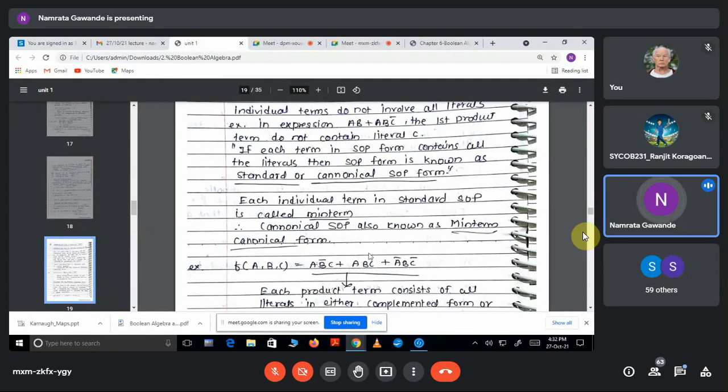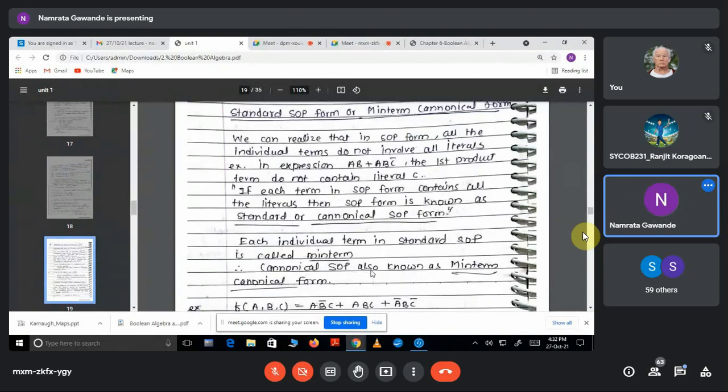So these 3 terms indicate that in each and every term all the literals are present. Here also A, B, C are present, either complemented or uncomplemented. Here also present and here also present. This means in each and every term, all the literals given in the function are present. So this is known as standard form.